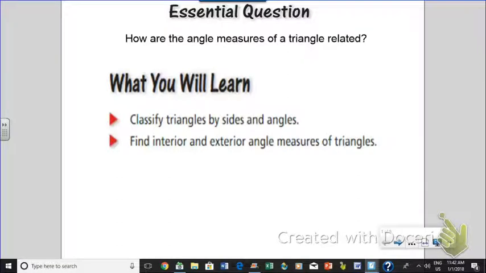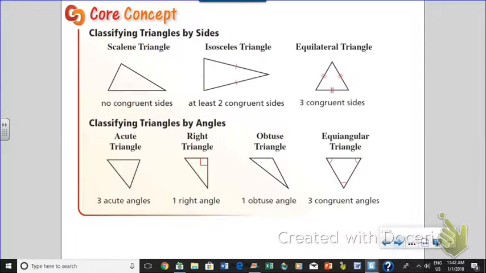Today's lesson will be on classifying triangles by sides and angles and finding interior and exterior angle measures of triangles. Triangles can be classified in two ways. By the number of congruent sides, scalene has no congruent sides, isosceles has at least two congruent sides, and equilateral has three congruent sides. It can also be classified by the type of angles that it has.